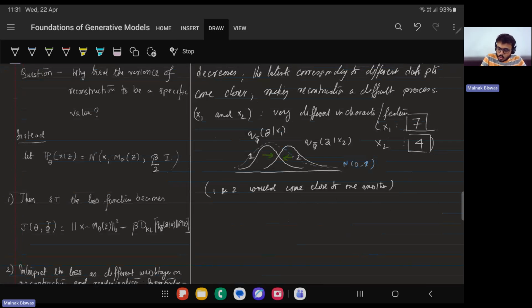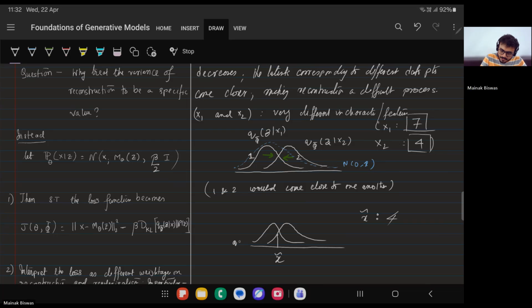So say these two got very close to one another. So what would happen is, say a new data point x tilde comes, and x tilde is very similar to 4. Say it's a tilted 4 like this, right? So now, if they are very close to one another, the chances that the x tilde is represented somewhere here, or say somewhere here, increases. So this is q phi of z given x1 and q phi of z given x2.